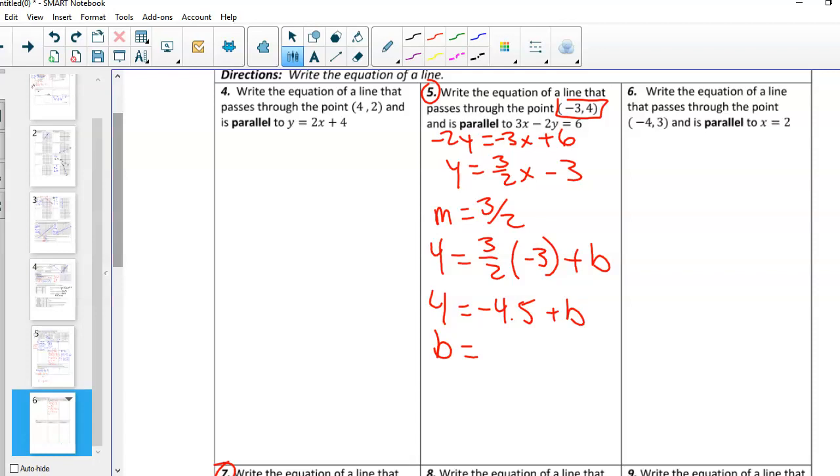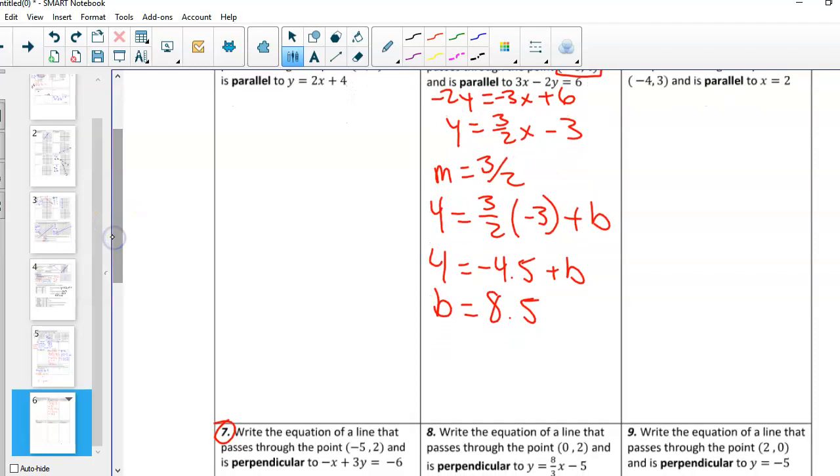Add 4.5 to both sides. I got 8.5. Or 17/2. What would your equation then be? y equals 3/2 x plus 17/2, or plus 8.5, either one. So the process is the same. There's just extra steps.